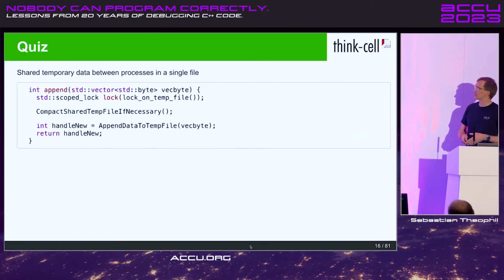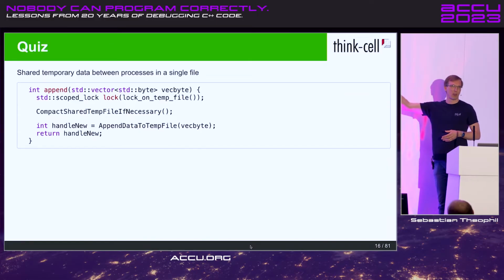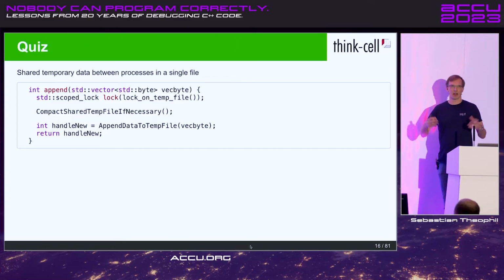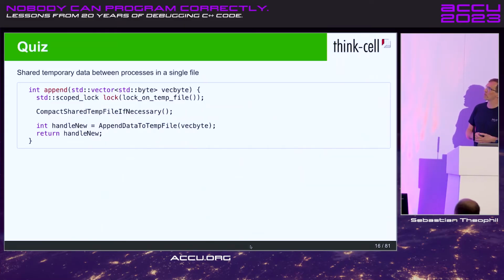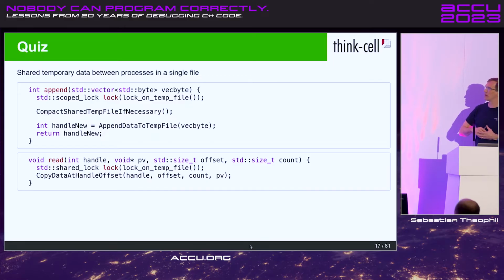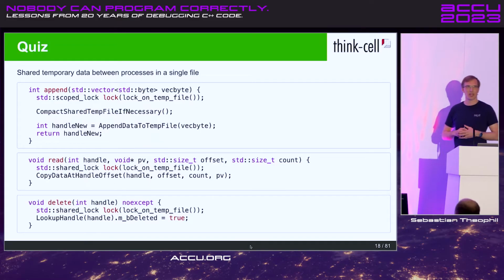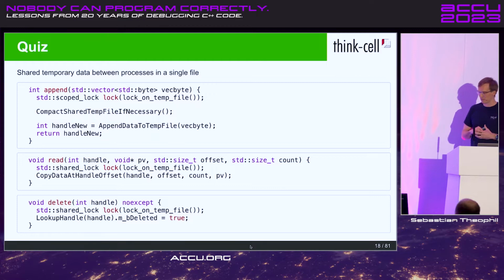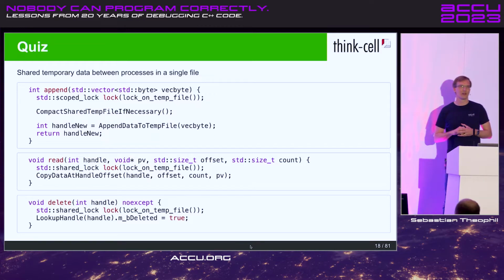Now this shared temp file has 3 operations. I can append a block of data to the end. So then I take an exclusive lock on the file. Maybe I compact those deleted segments, and then I append the data to the end and return some handle because I need one level of indirection. And we can read from such a handle, then we only take a shared lock on the file, and we copy the data out. And last but not least, we can delete one of those segments, which just means we set a flag for now. So something here is wrong. Who has an idea what might be wrong?